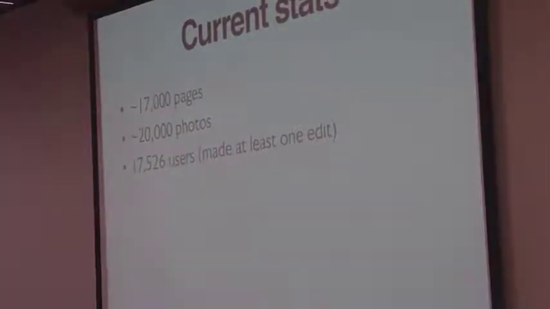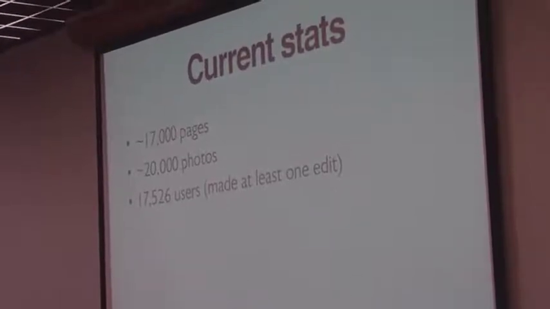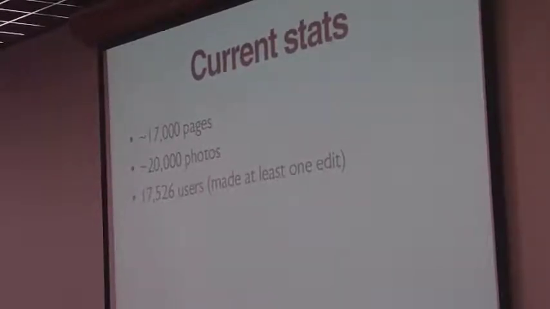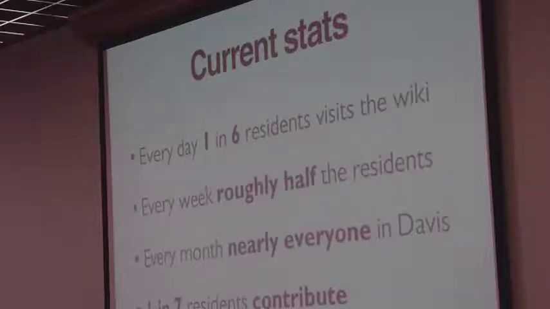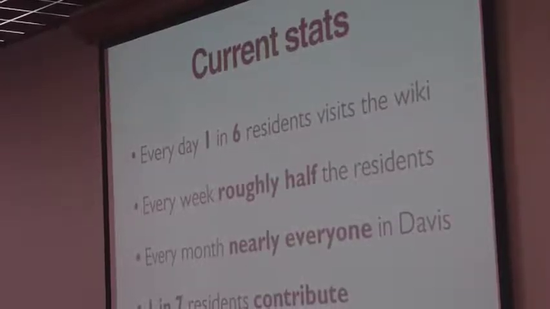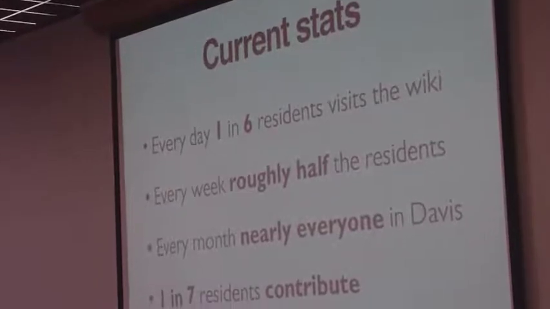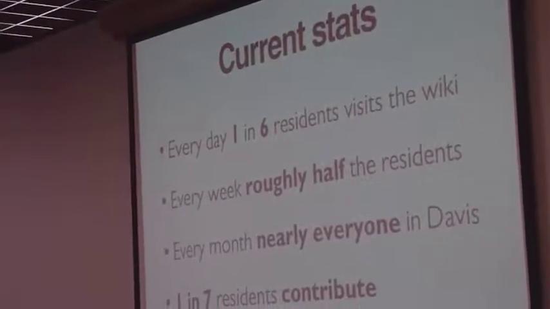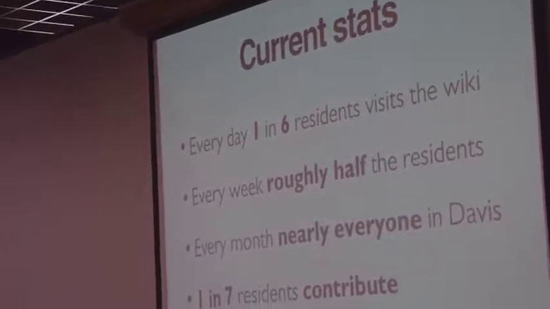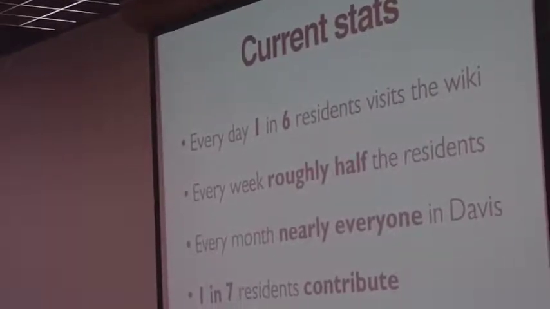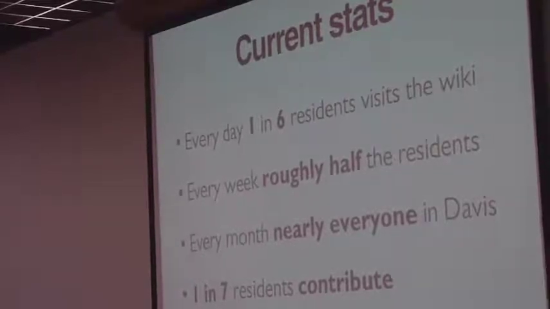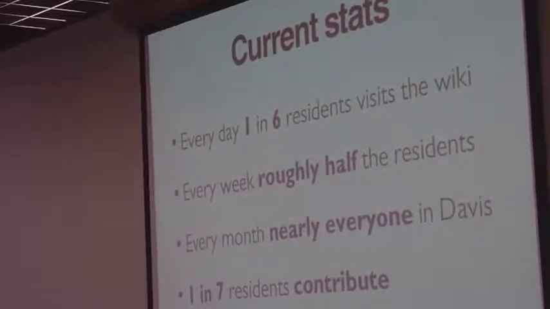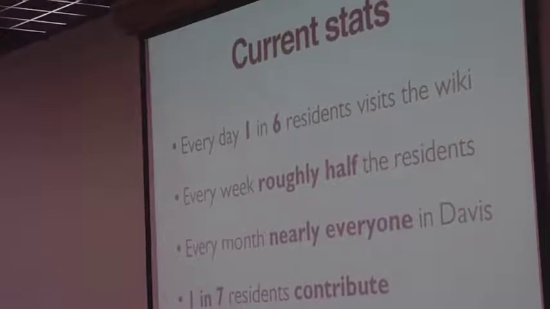So right now, Davis Wiki has around 17,000 pages, around 20,000 photos, and around 17,000 users in a community of 60,000 people. So this is an incredible amount of people that contribute. The figure is around 1 in 7, we could say hypothetically, of those that live there have added to Davis Wiki. And then the visiting stats are even higher. In a day, 1 in 6 people that live in Davis visit Davis Wiki. And in a month, basically every single person that lives in Davis interacts with the Davis Wiki in some form.